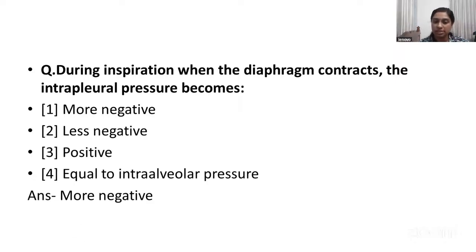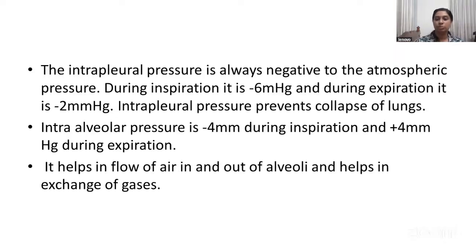More negative means, if it is positive, what happens is the pressure is much high and the air will not further enter the lung. Okay, so it is maintained to be negative. So the intrapleural pressure is always and always negative due to the atmosphere. When compared to the atmospheric pressure, it is always negative. During inspiration, it is minus 6 millimeter of mercury, and during expiration, it reduces to minus 2 millimeter of mercury. So intrapleural pressure prevents the collapse of lungs.